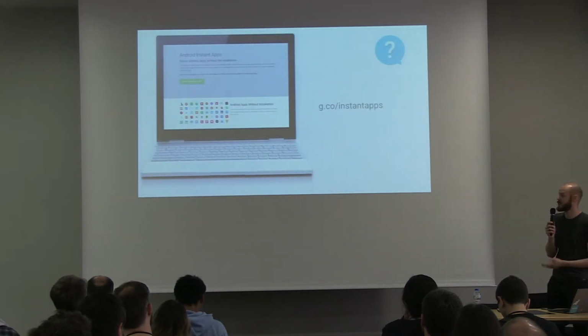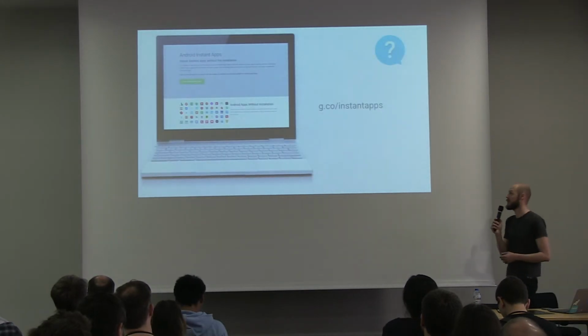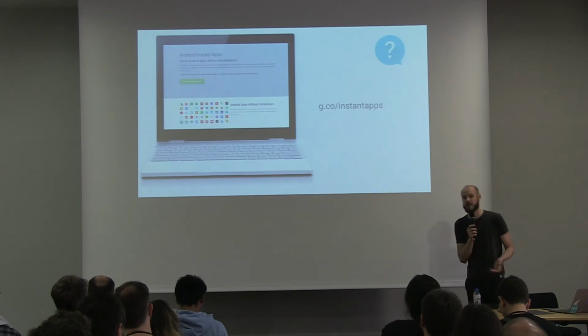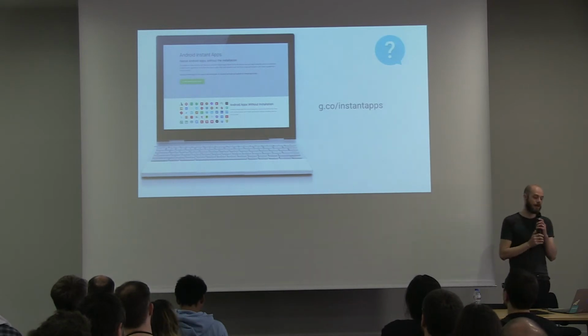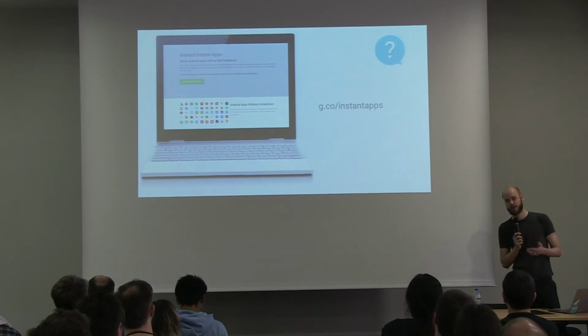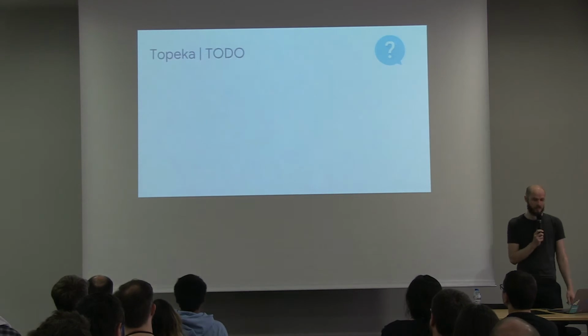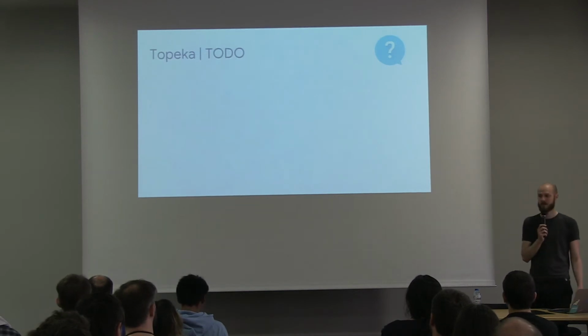Firstly, I went to the documentation site. You can find that at g.co/instantapps or just Google Android Instant Apps documentation. And then I looked through all the things that I had to do and all the features that my application had. And I made a list because every now and then having a to-do list or just a backlog of things to do helps.